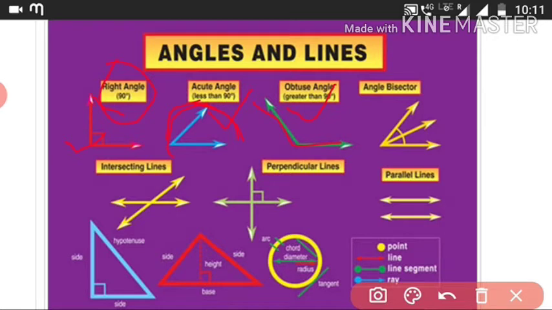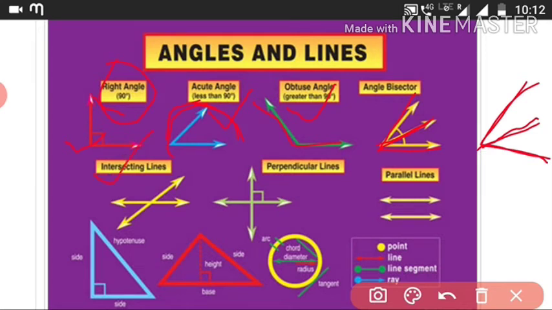Now angle bisector. So this is an angle and this line is the angle bisector. Okay, this line is dividing the angle into equal parts. So suppose this is one angle and if I draw one line, this line should bisect. Bisect means dividing this angle in two equal parts, that is called angle bisector.